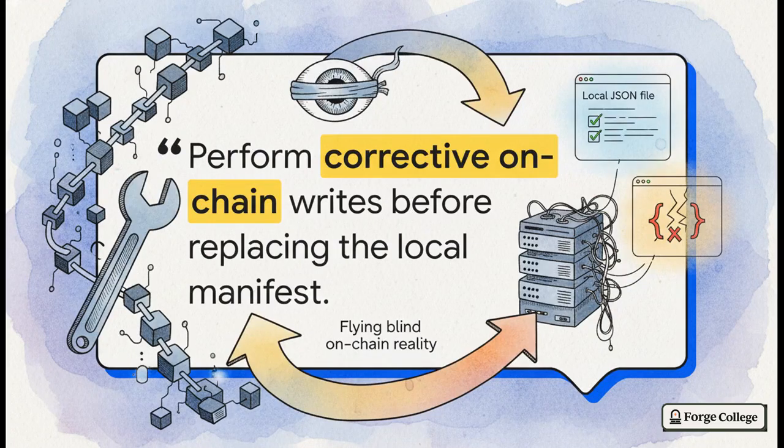Operating a time machine is dangerous work, folks, so burn this rule in your memory right now. Perform corrective on-chain writes before replacing the local manifest. Seriously, if you update your local JSON file to say, hey, everything is fine before the blockchain actually is fine, your system will report a restored local state that completely contradicts the broken on-chain reality. You'll literally be flying blind. Always fix the chain first, and then update your local records.